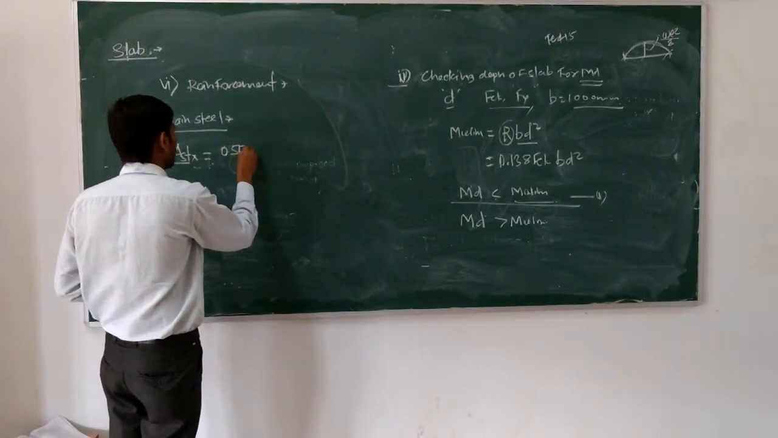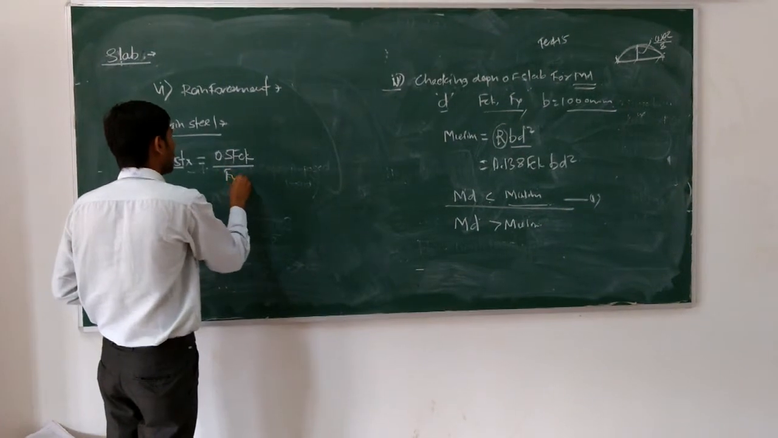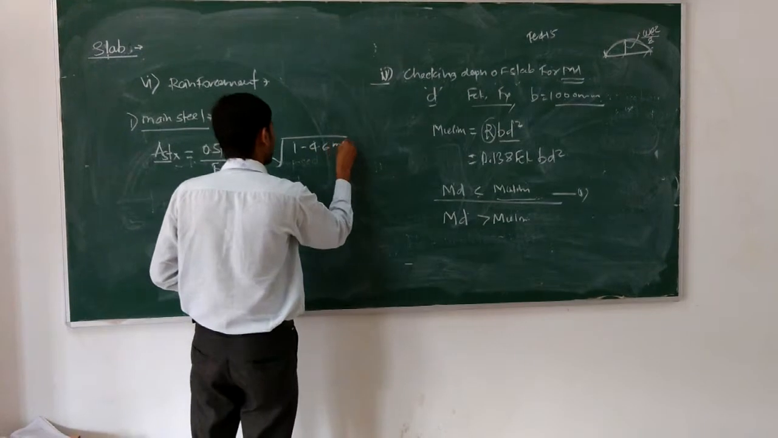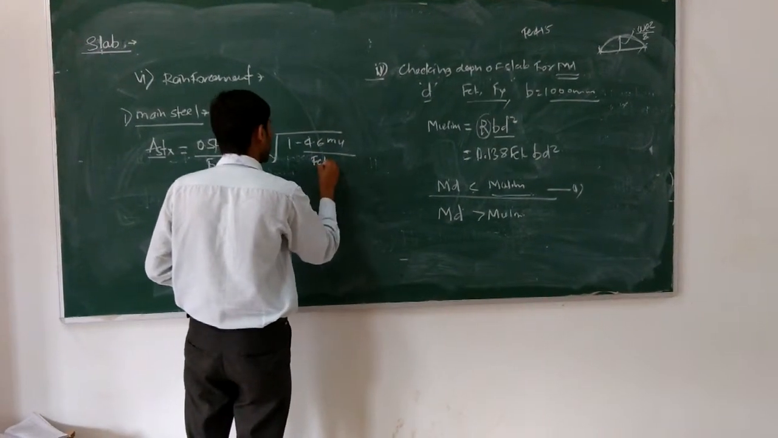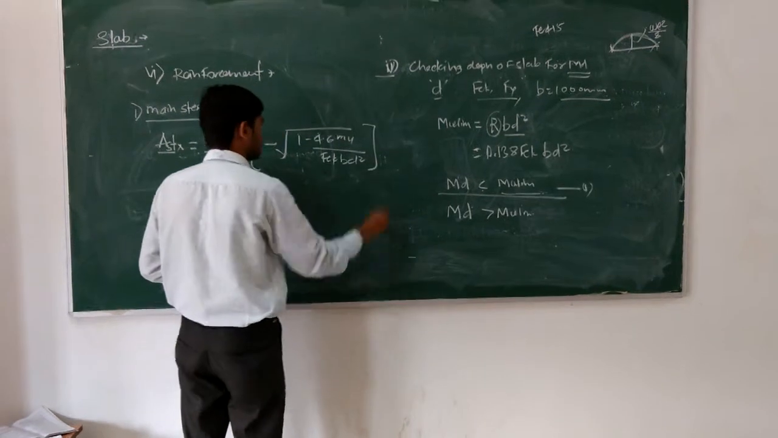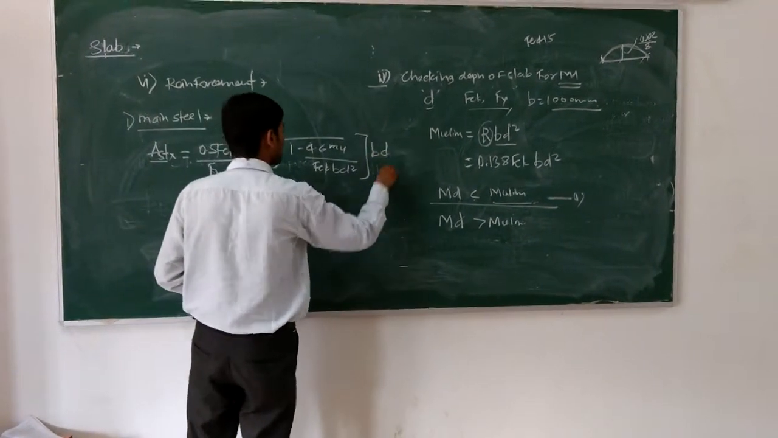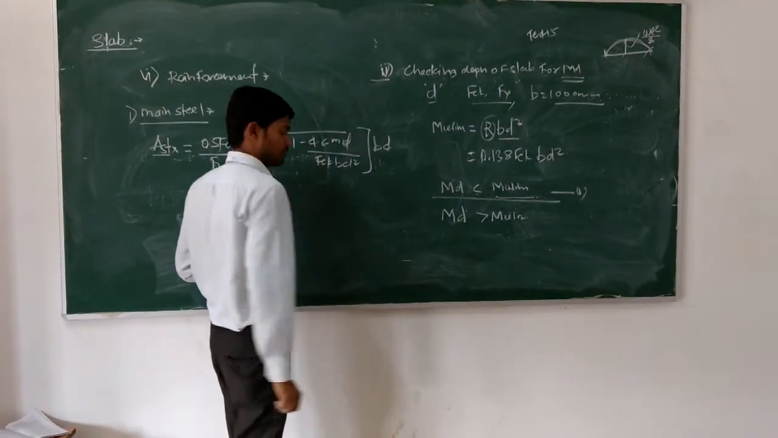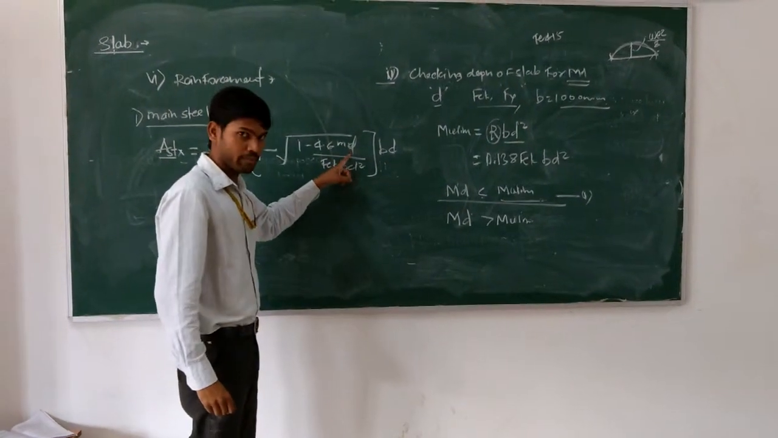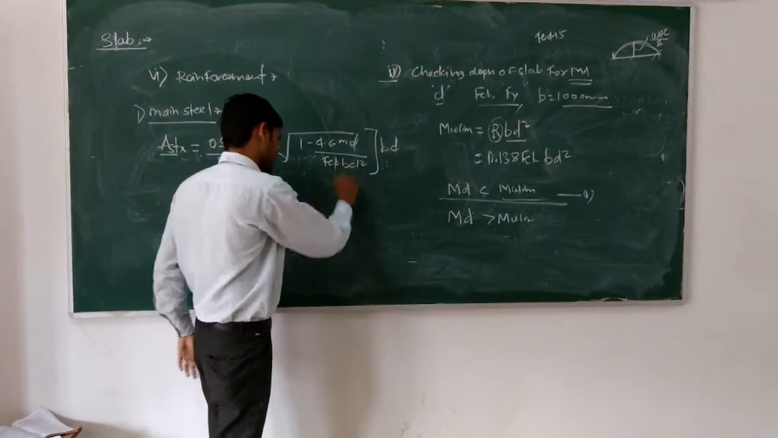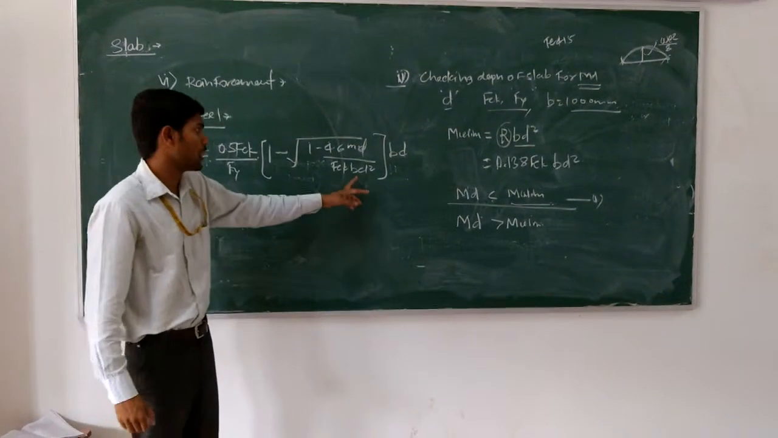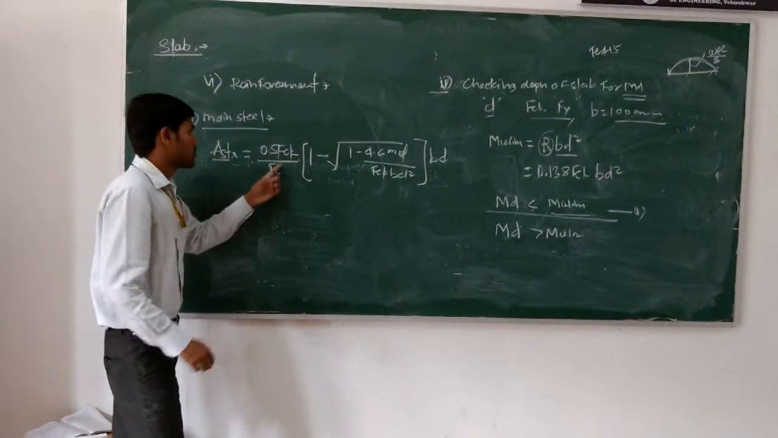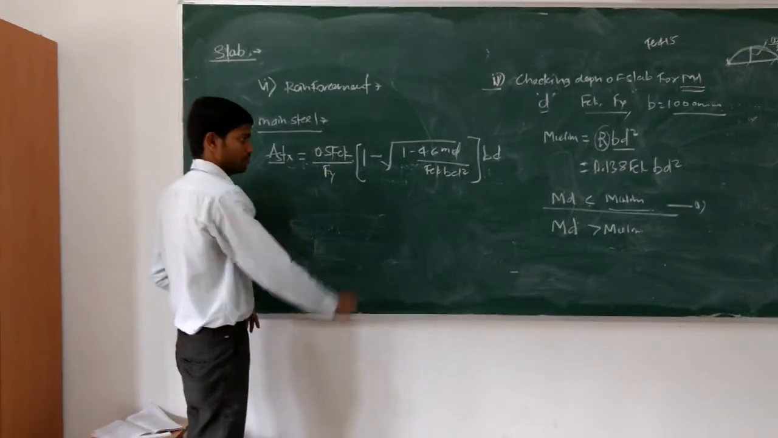by using the formula Ast = 0.5 FCK divided by Fy, into bracket 1 minus square root of 1 minus 4.6 Mu divided by FCK b d square, into b into d, where Mu is MD, the actual design moment produced in the slab. FCK is the grade of concrete, b is the width, that is 1000 mm, d is the depth of our slab that we have taken, and Fy is the grade of steel.